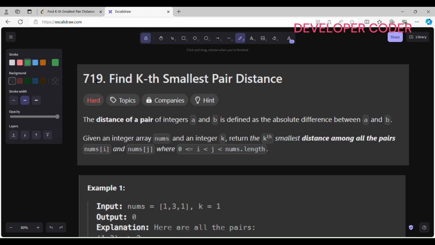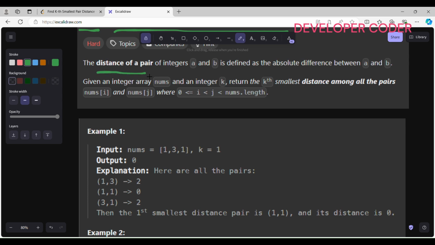So today I am going to solve problem number 719. Find kth smallest pair distance. The distance of a pair of integers a and b is defined as the absolute difference between a and b. We are given an integer array nums and an integer k. We have to return the kth smallest distance among all the pairs nums[i] and nums[j], where i should be greater than or equal to 0 and i should be less than j, and j should be less than nums.length. So see this example number 1.